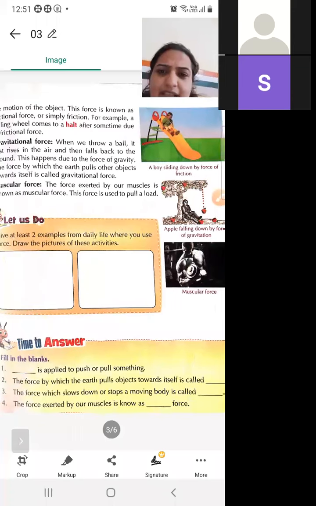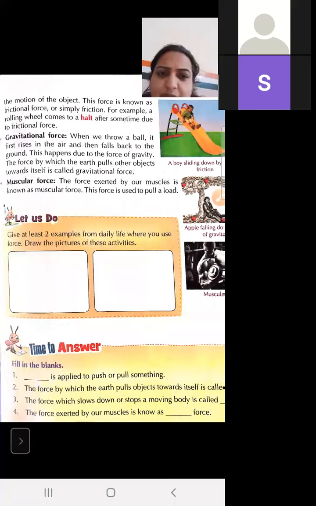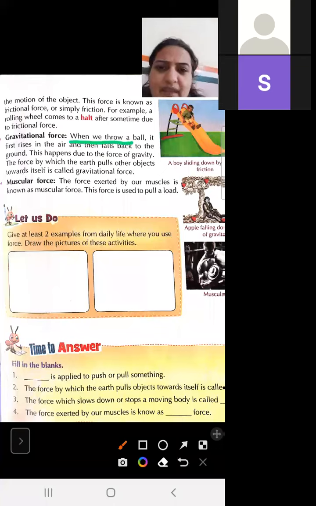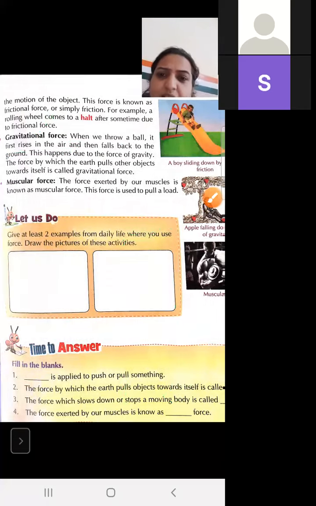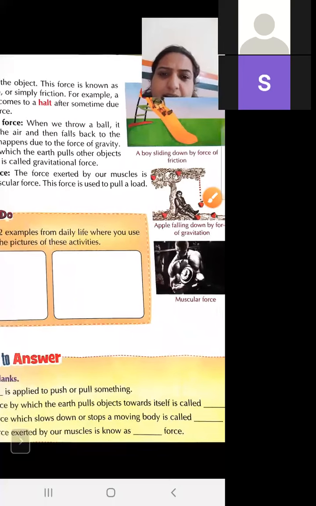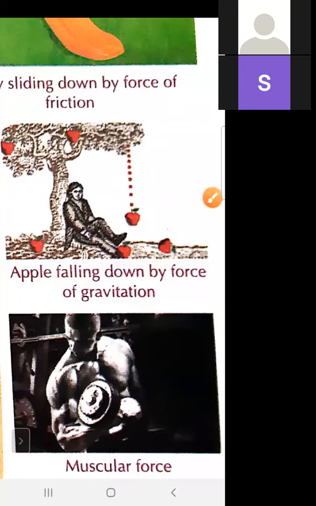What do you mean by gravitational force? When we throw a ball, it first rises in the air and then falls back to the ground. अगर किसी बॉल को हमने ऊपर उठाते हैं, पहले वो एयर में जाती है, फिर वो दोबारा वापस आ जाती है ग्राउंड में. And why does this happen? This is due to gravitational force. So what do you mean by gravitational force? This is due to our earth. So this is the gravitational force.